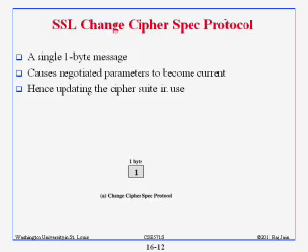It's just a 1 byte message which has a particular byte pattern which says, let's start using those values that we computed. Change cipher spec protocol. It's a single 1 byte message and causes negotiated parameters to become current. Hence, I think this could have been just part of the handshake.